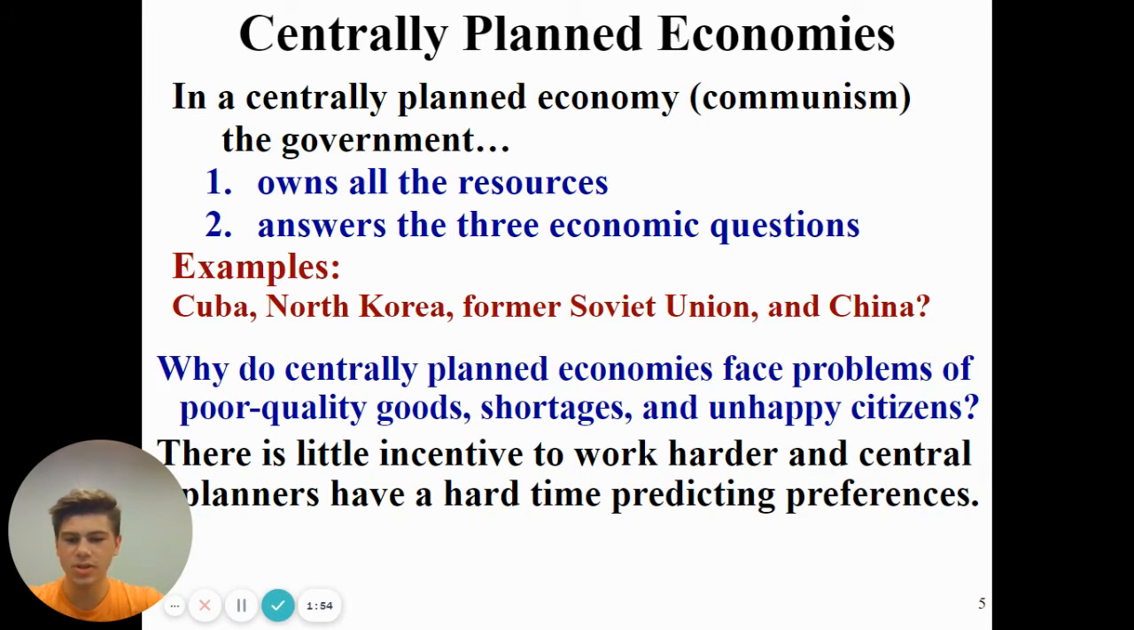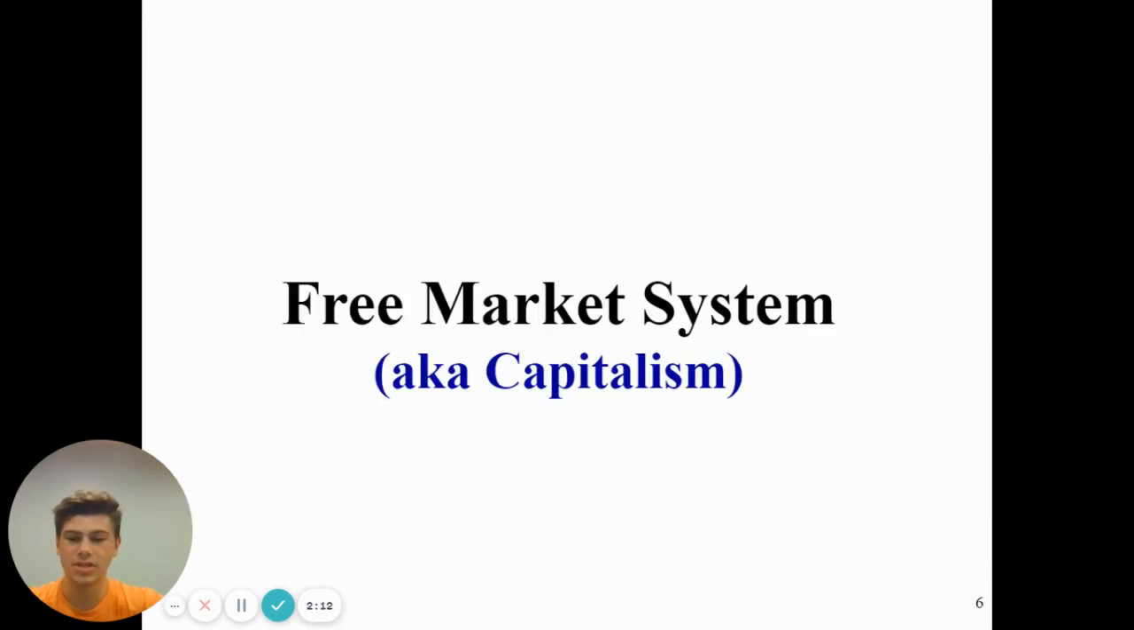And that's because there's little incentive to work harder. If everyone's getting paid the same amount, there's no true benefit to working harder or innovating or anything like that. And additionally, the central planners are going to have a hard time predicting the preferences of actual people. Therefore, you're going to get lower quality goods, less goods, and unhappy citizens.